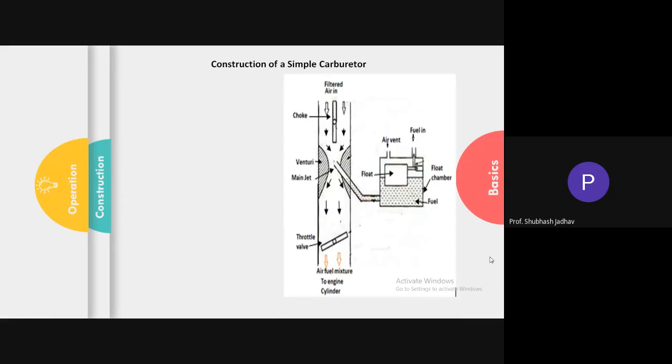The construction we are discussing. Here you can see the components. The barrel we discussed. Then we discussed the main fuel jet. The main fuel jet is through which the fuel is going to come out into the barrel in order to prepare the mixture. Then we have the venturi. So this particular part is the venturi.